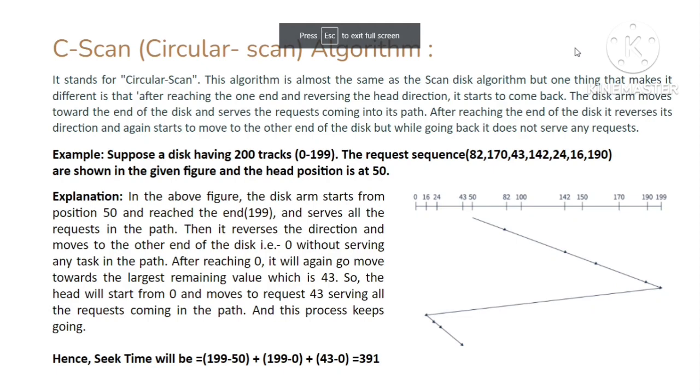Now the next algorithm is the C-SCAN algorithm. C-SCAN means circular scan algorithm. This algorithm is almost the same as the SCAN disk algorithm, but one thing that makes it different is that after reaching one end and reversing the head direction, it starts to come back. The disk arm moves toward the end of the disk and serves the requests coming in its path. After reaching the end of the disk, it reverses its direction and starts to move to the other end of the disk, but while going back, it does not serve any request.